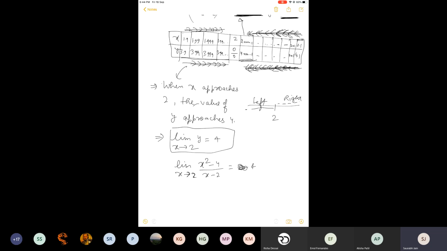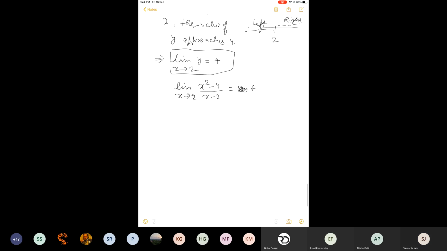Let me give you an example. Suppose I have some random function. I don't know what its equation is, but let's say it is something like this. Let me mark it. This is 2. Suppose this is 1. This is 2. Let us say it is the graph of y equal to f(x). This is a combination of two branches, one to the left of 2, the other to the right of 2.